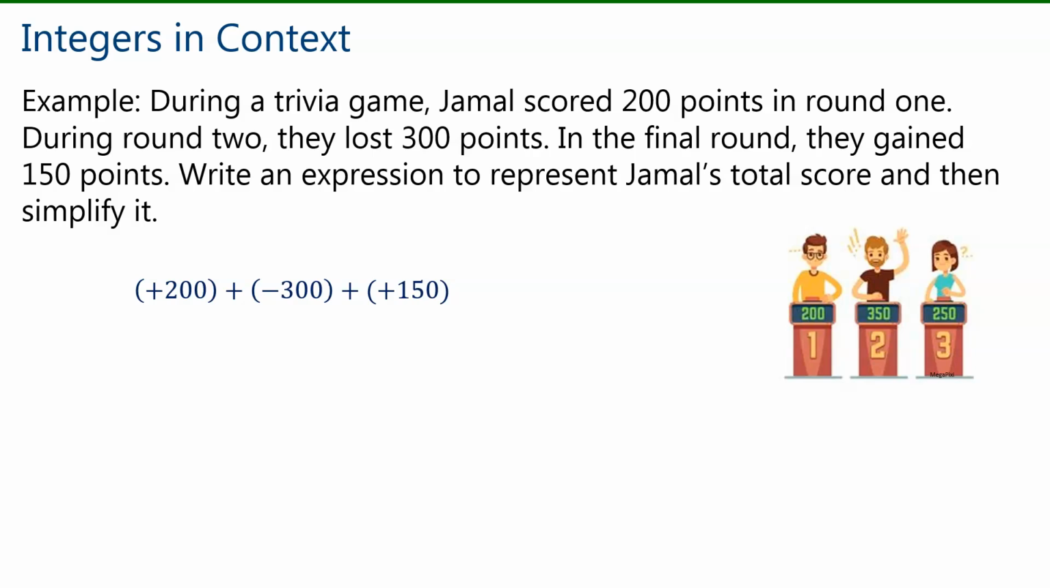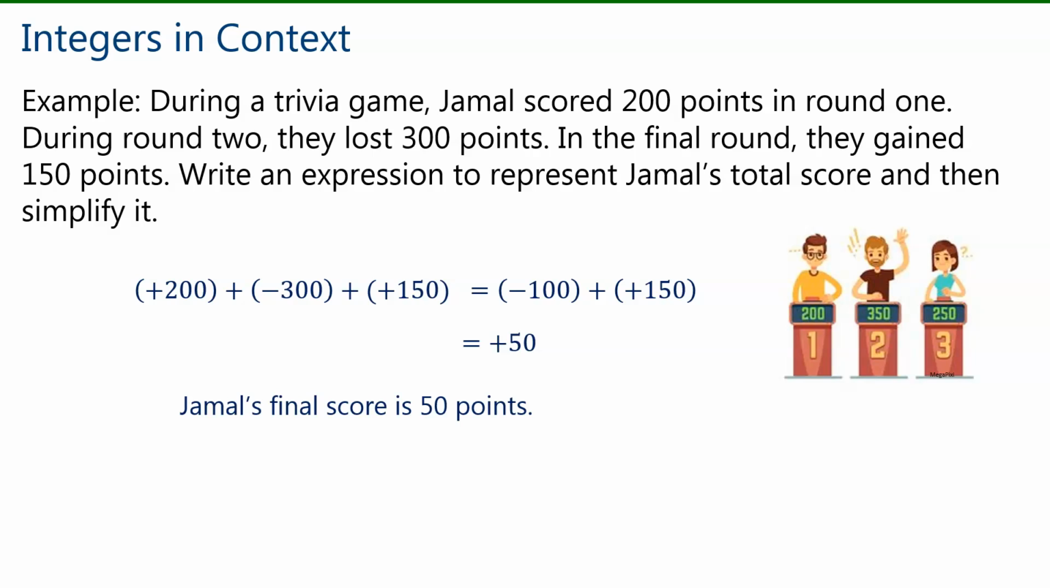+200 plus -300 plus +150. So we're adding 3 integers here. We'll just add 2 at a time. So 200 plus -300 is -100. Now I'm going to add 150 onto that to give me a final score of 50 points. So Jamal's final score is 50 points.